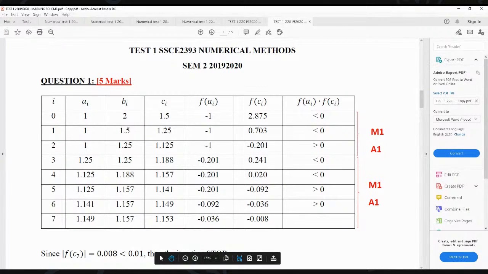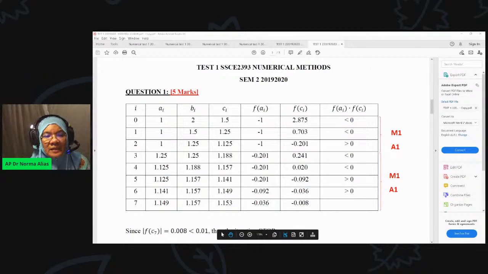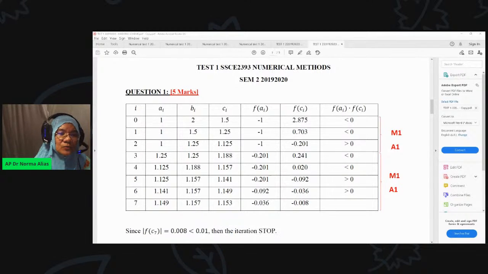Again, I want to remind you what you need to know. The first is you need to find what C is: bisection method, (A plus B) divided by 2. Second is how to arrange the next interval, whether you change A or you change B to C. It depends on the condition of F(A) times F(C) negative, or F(B) times F(C) negative, or F(A) times F(C) positive. I'm not teaching this way, but if you want to use it, it depends.